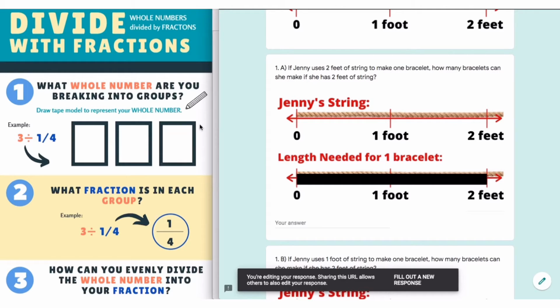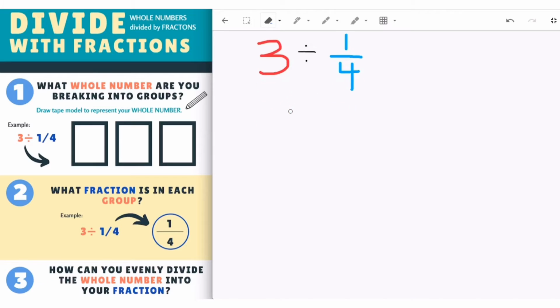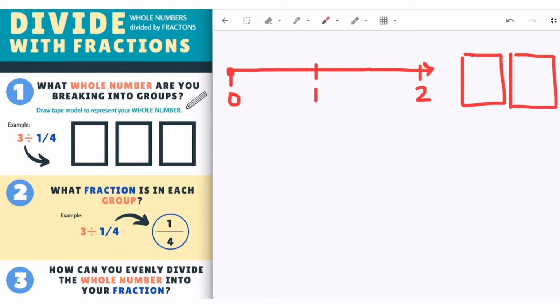So we'll quickly go through these problems, even though we don't have a fraction yet, just to start to see what it looks like to use the steps. So for our first problem, we have 2 feet of string. Here I've drawn a number line to show you what it looks like to have 0 feet, 1 foot, and then 2 feet. But you could also draw boxes to help you understand this better.